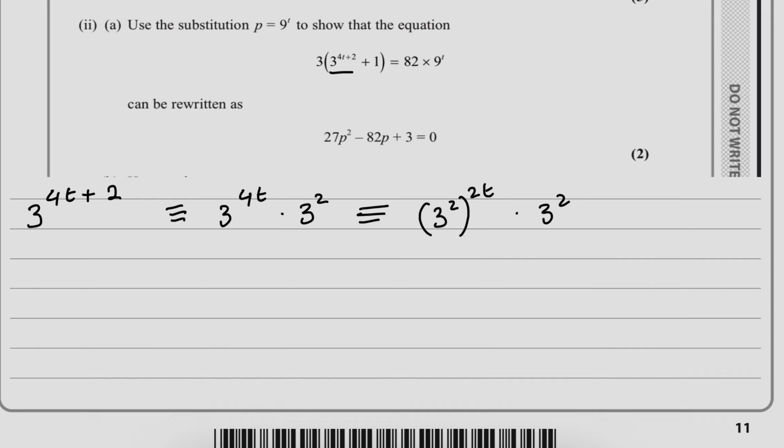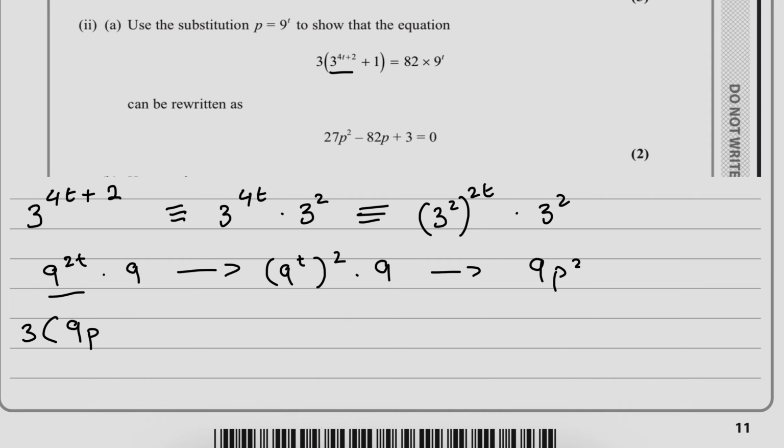So now we have 2t times 9. And we do want it in 9 to the power t, so remember the power rule. This can be rewritten as 9 to the power t squared times 9. And 9 to the power t is just p, so that is your 9p squared. Wonderful. So let's rewrite our equation. We have 3 times 9p squared plus 1 equal to 82, and 9 to the power t is just p, so that's p.